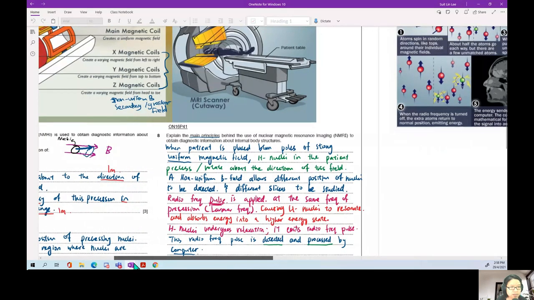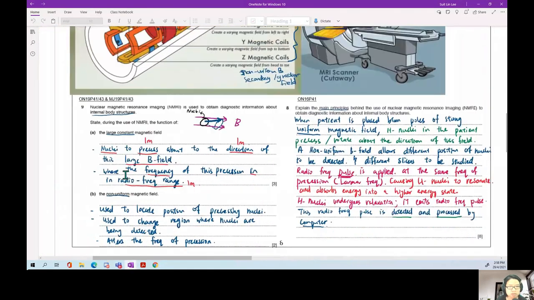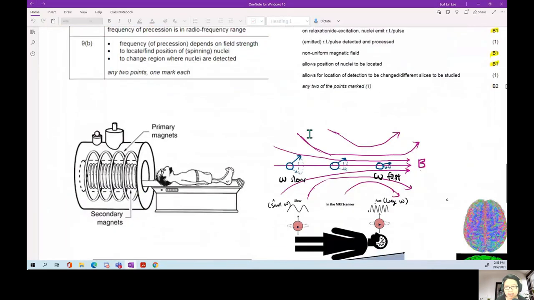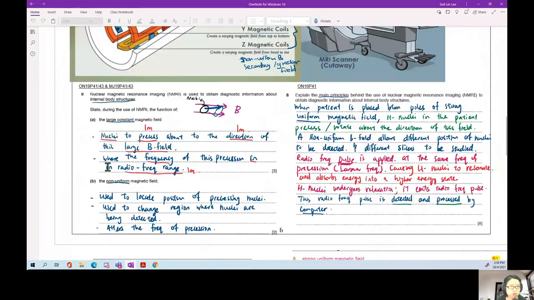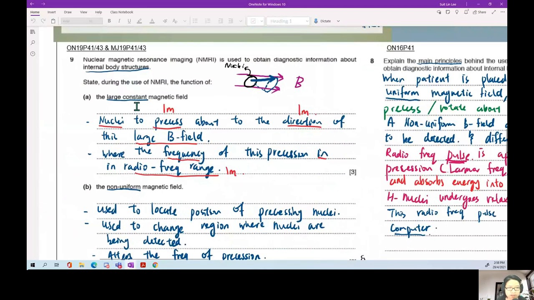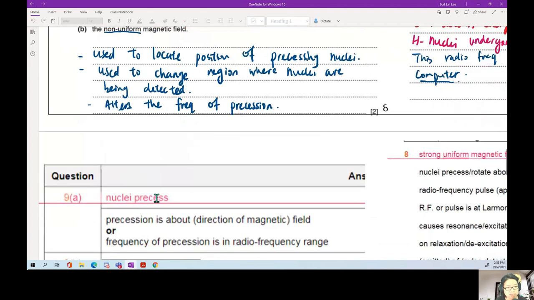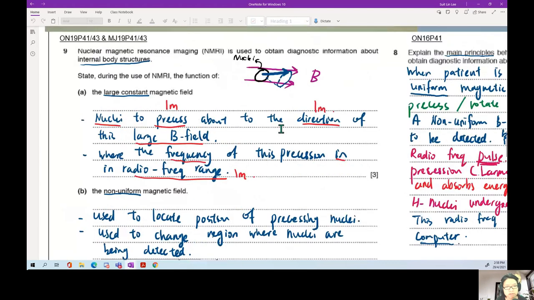All right. So the essay questions that you need to know are here. They're all here already inside your notes. So you study. Okay. I'm just going to go through roughly. So we have a large constant magnetic field because we want the nuclei to precess in the direction of the large magnetic field. You must have the word precess. Precess. Okay. About the direction of the large magnetic field. Frequency of the precession is in the radio frequency range, 3 marks.